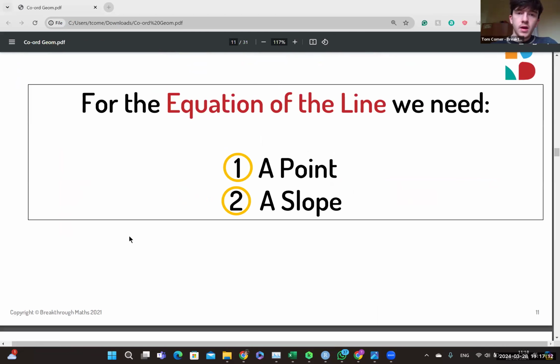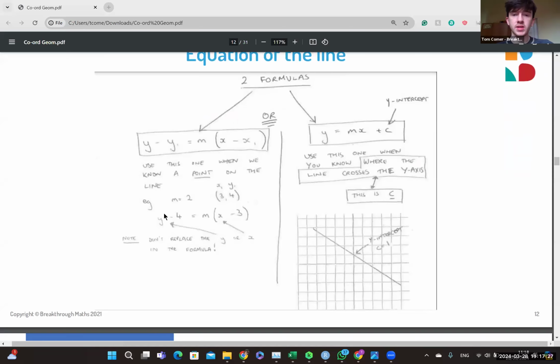Now, a central part of coordinate geometry on the line is finding the equation of the line. This is a really, really common question, and it's one that goes for a lot of marks. We need two things. We need a point and we need a slope. That's how we form the equation of the line.